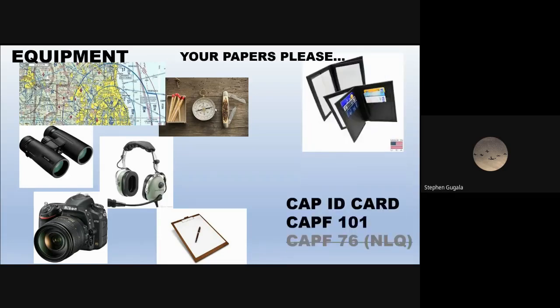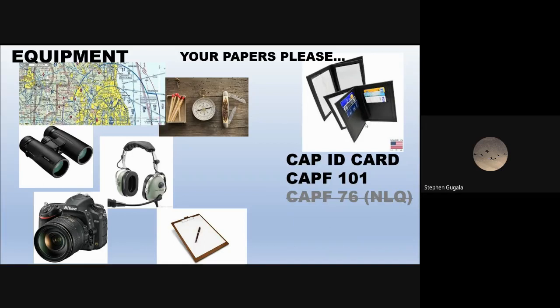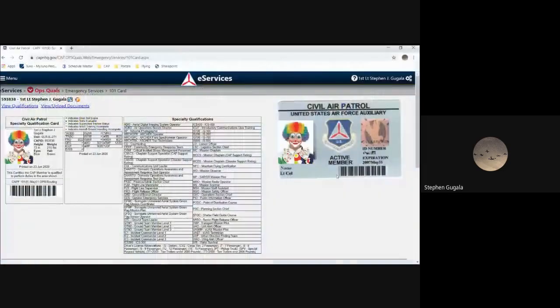Documentation, your papers, please. In order to fly as any mission air crew, you have to have a CAP ID card, a Form 101, and in the NISA training stuff, they talk about the Form 76, which is a radio operator's license that is no longer required. We handle that through ICUT. The form still exists if you bump into a municipality that requires it, but don't give the Form 76 a whole lot of thought. The 101 card, again, I'm not sure who we're working with, so I'm going to go with the lowest common denominator and assume none of you have ever seen one.